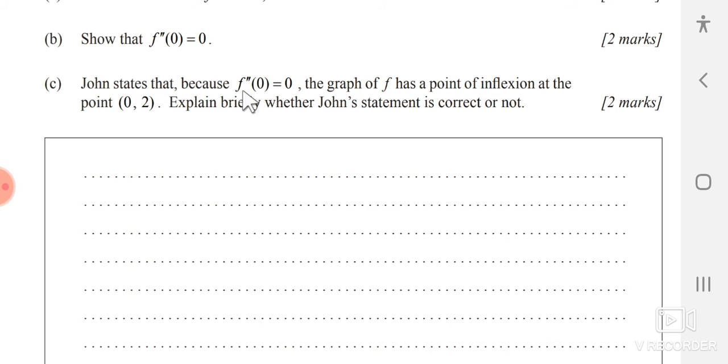John states that because f double derivative is 0, the graph of f has a point of inflection at the point (0, 2). Explain briefly whether John's statement is correct or not correct. My dear, John states that this is 0, the graph of f has a point of inflection at the point (0, 2). You know, a point of inflection is also a turning point. There dy/dx is 0.